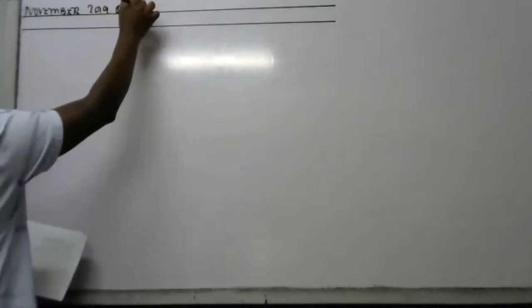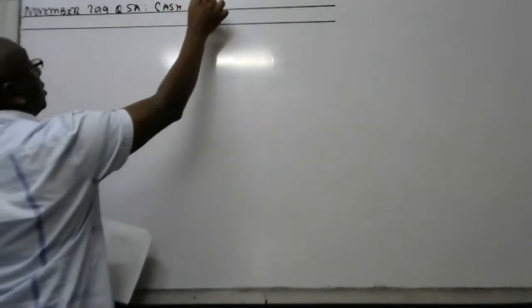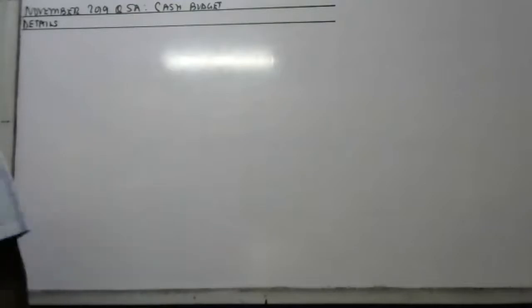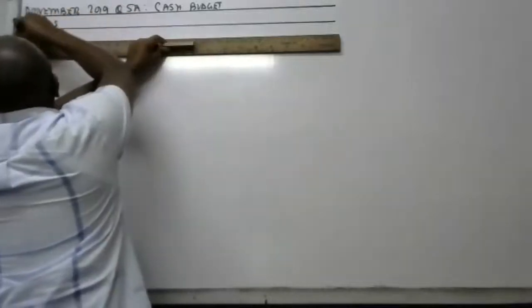Question 5A, the cash budget. So I told you the first column is called details. And here, we begin with the receipts. Receipts, the items that are bringing money in.